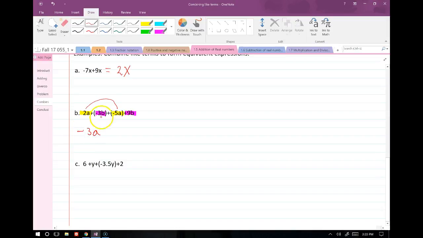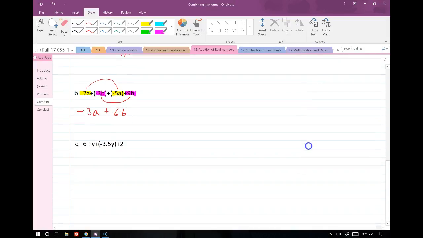Right, okay, now the b's. 9 minus 3, that's 6b. There we go, and we're done. All right, and so now this next one. As we can see on this next one, there are two constants, so we can add those. There are also two terms with the variable y attached, so we're going to add those as well.